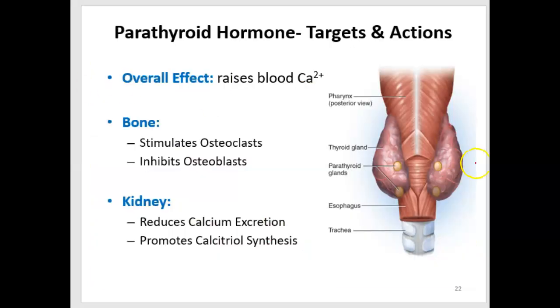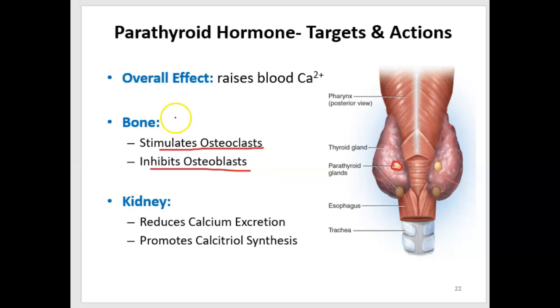Here's parathyroid hormone. Its overall effect is to raise blood calcium. Here are the parathyroid glands, these little yellow circles. And in order to raise blood calcium, it stimulates osteoclasts, but it also inhibits osteoblasts. So it changes the balance of the normal bone remodeling that's happening, making more clasts active and less blasts.